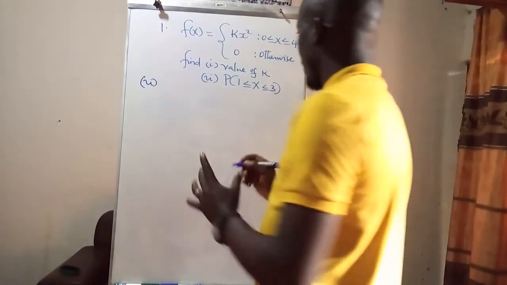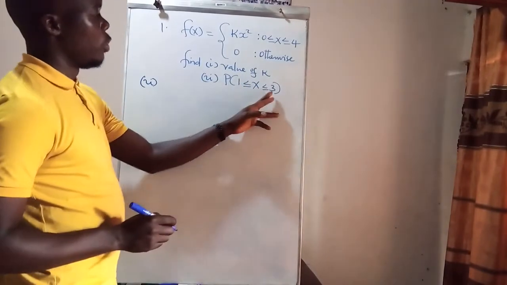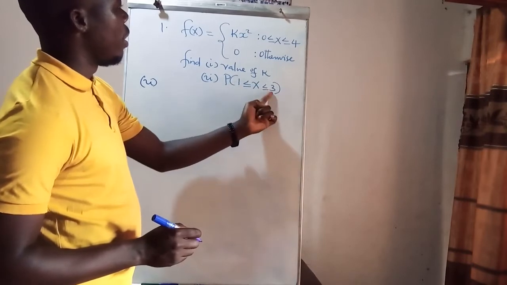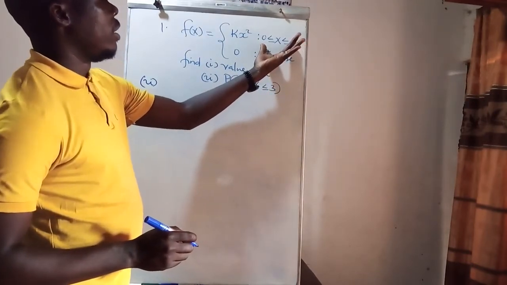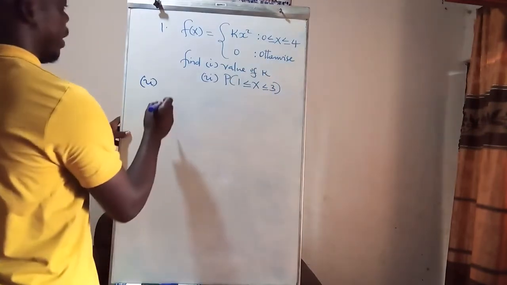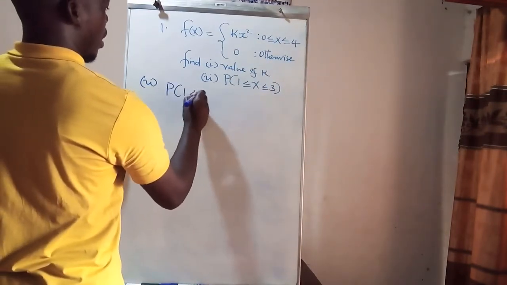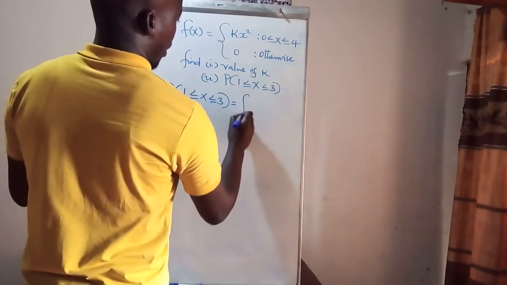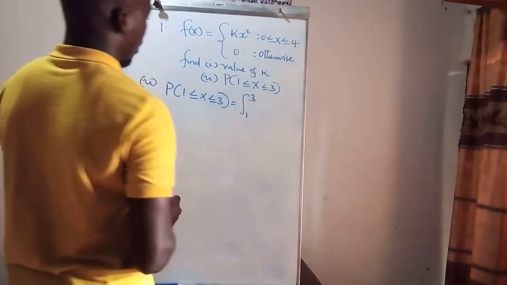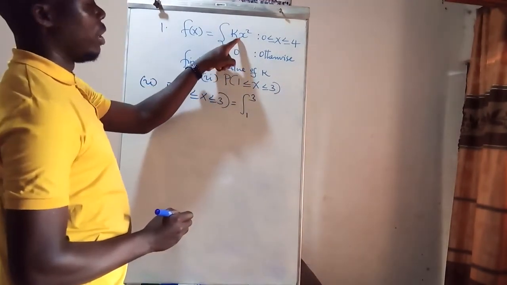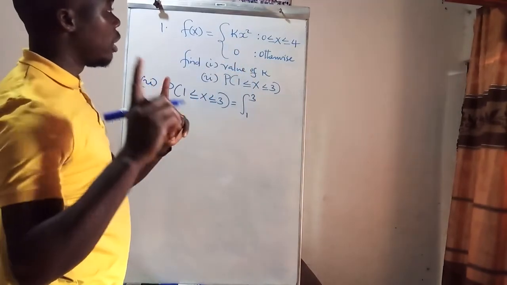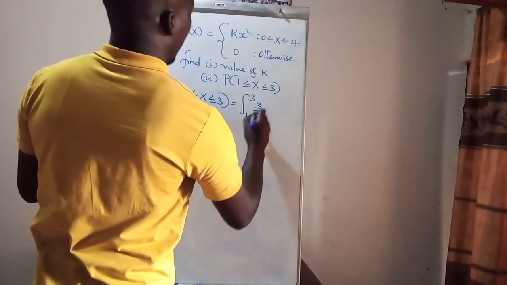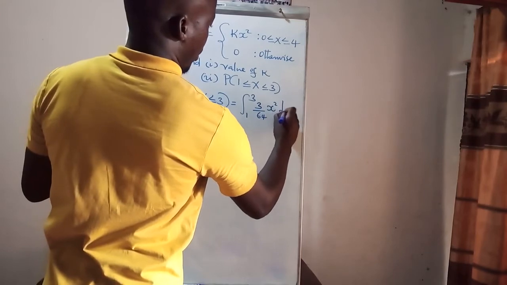Now part 2 says we find the probability from 1 to 3. That is why they are saying 1 less or equal to x less or equal to 3. As you can see, both 1 and 3 lie within the range. So we shall say the probability of 1 less or equal to x less or equal to 3 is the same as the integral from 1 to 3. I'm going to be integrating the same function, but remember, we already got the value of k as 3 out of 64. So I will say 3 out of 64 x squared with respect to x.